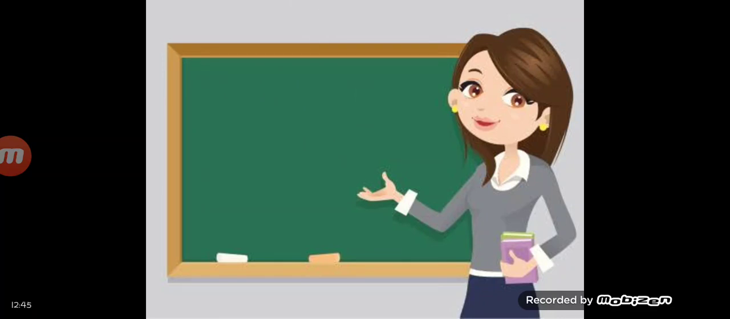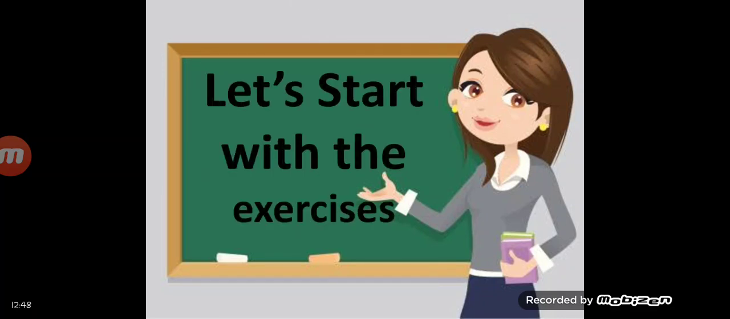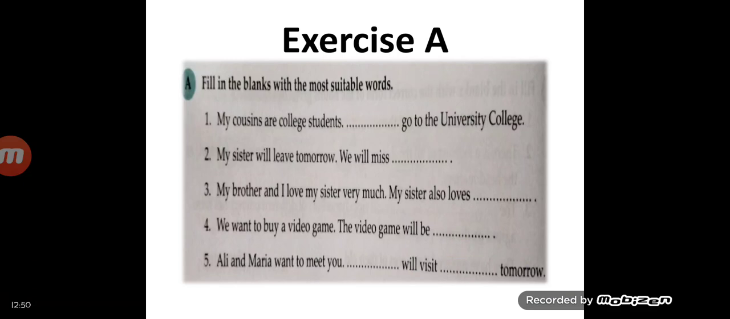So let's start with the exercises. Yes, there is an exercise: fill in the blanks with the most suitable words on your screen. So let's start doing it by yourself. It's too easy. You just have to put pronouns in these blanks. So let's do it orally together. You must have the books, the Grammar Tree second edition. You all must have it with you. Keep your pencils in your hands and let's start.